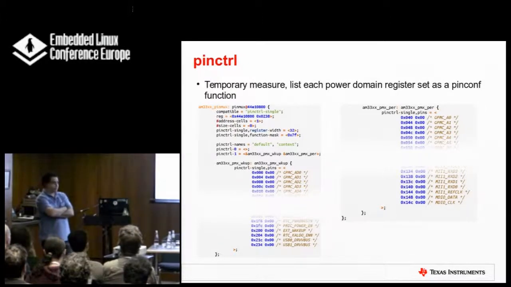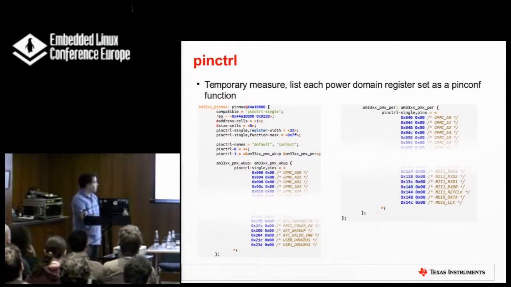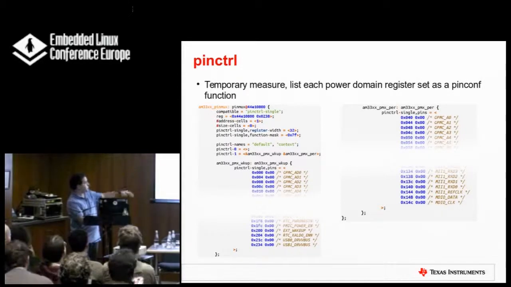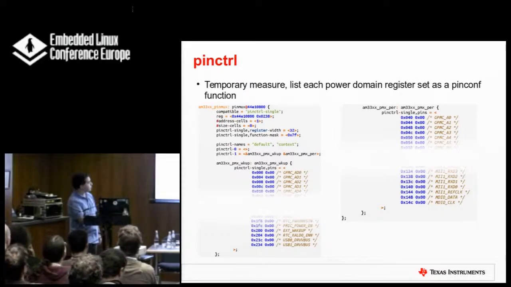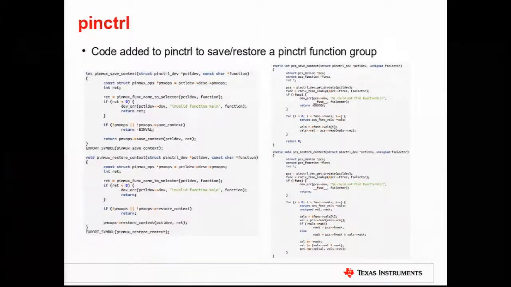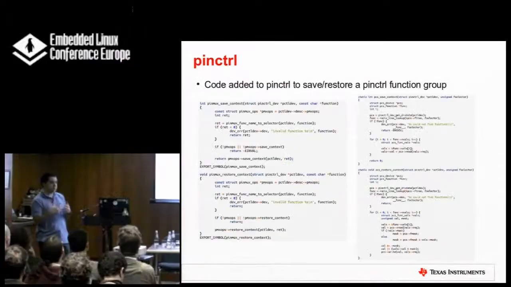Normally in pinconf, that's not what a function's used for. So there's some work that needs to get done there. But I was able to list which pins are in the wake-up domain, which pins are in the peripheral domain. And also, pin control needed a way to save the context, all the pin control registers, and restore the context. So that's code that needs to be added in as well.